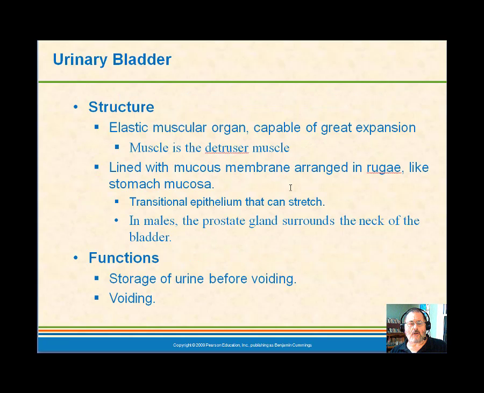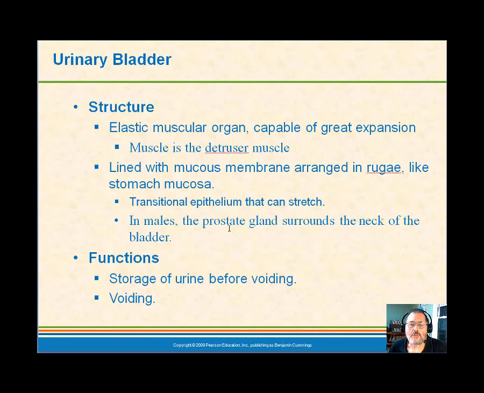Now, the urinary bladder, its structure: it is a very elastic organ, capable of stretching a lot. You can hold more than 1 liter of urine, up to 1.5 liters, in fact. There is a muscle called the detrusor muscle, which will contract when you urinate to force urine out. It's lined with mucous membranes arranged in rugae, folds similar to the stomach, which allow a lot of stretch. And this contains the transitional epithelium, which is the one epithelium that can truly stretch in all directions.